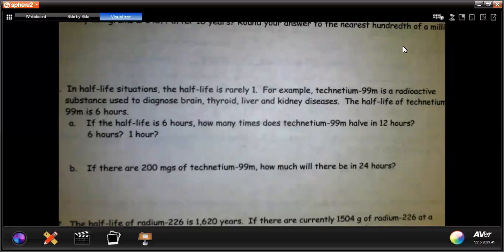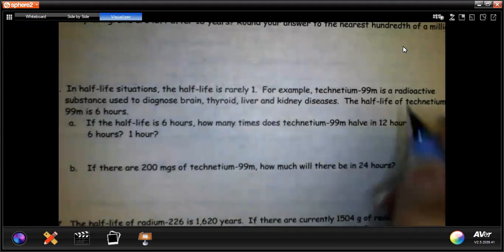All right, we're going to go a little bit further with that. In here, it tells us in half-life situations, the half-life is rarely 1. So again, you're going to have to really work with that time part of it. It says, for example, technetium-99 is a radioactive substance used to diagnose brain, thyroid, liver, and kidney diseases. The half-life of it is 6 hours. If the half-life is 6 hours, how many times does the half-life happen in 12 hours, and in 6 hours, and in 1 hour?